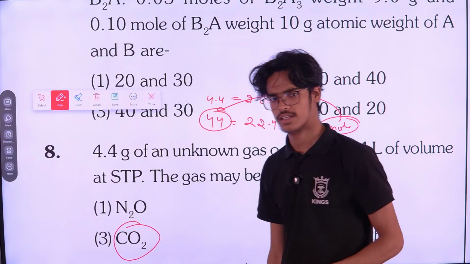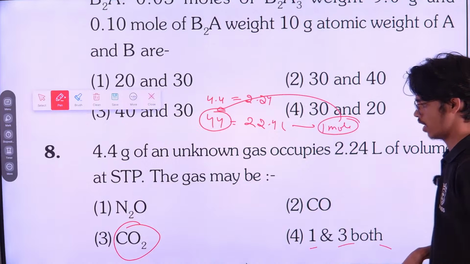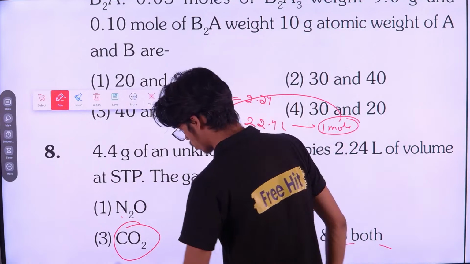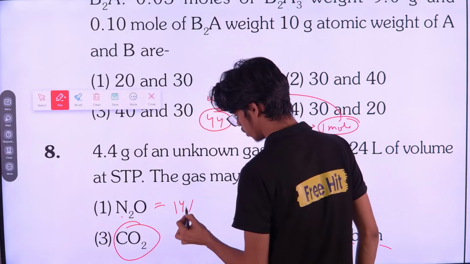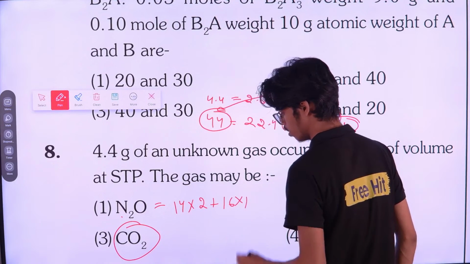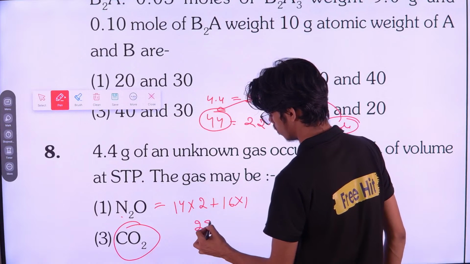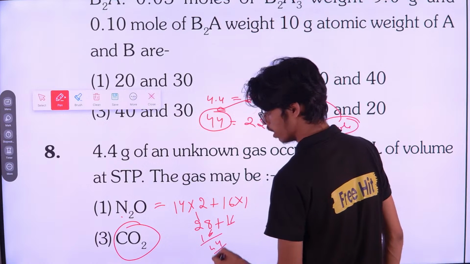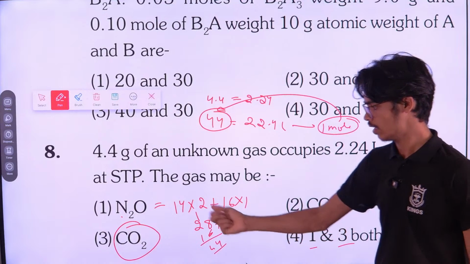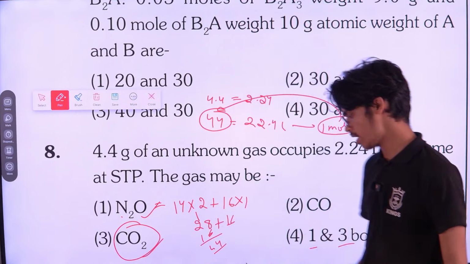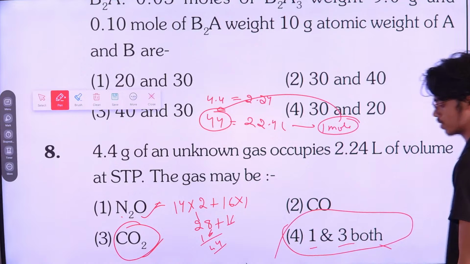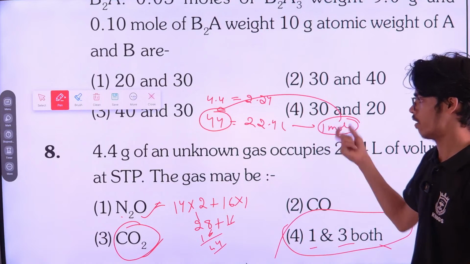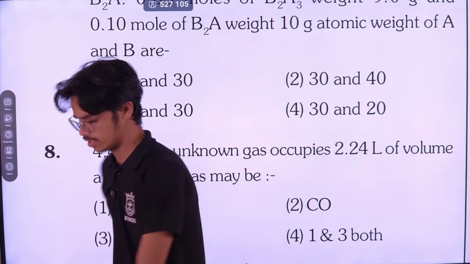Is the third option right? Or there is one option, 1 and 3 both. It means third can be the answer. Can 1 be the answer? Let's check if this has a mass of 44 gram. So N2O, it means 14 times 2 plus 16, right? 14 times 2 is 28, plus 16, so 28 plus 16 is 44. This has a mass of 44 also. N2O also has a mass of 44, CO2 also has a mass of 44. It means 1 and 3 both is the right option. Got it? And it's very easy. You just utilize the volume for 1 mole. Got it? That's it. Now let's go on to the next problem.